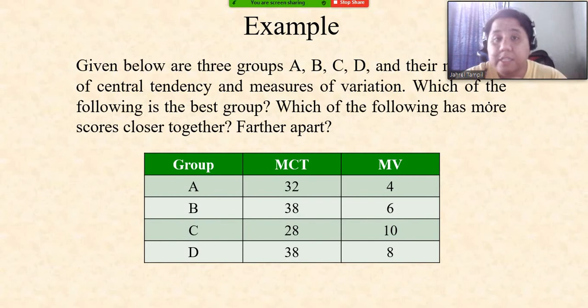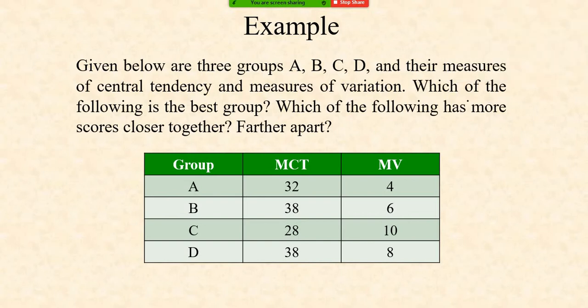Let's have another example of how we can use both the measure of central tendency and the measure of variation. Given below are four groups, A, B, C, D, and their measures of central tendency and variation. Which of the following is the best group? Which of the following has more scores closer together or farther apart? Pause the video and try to answer the questions given.